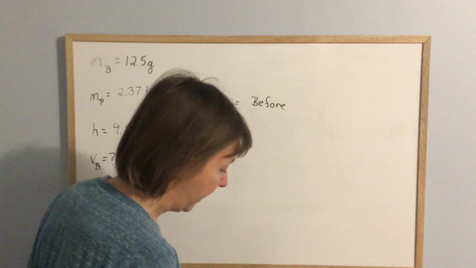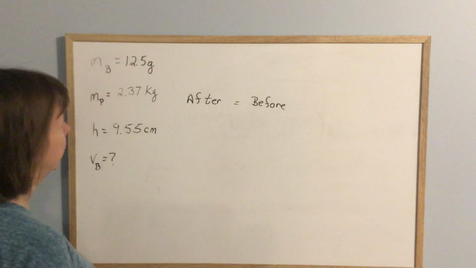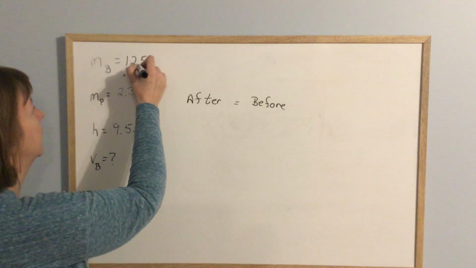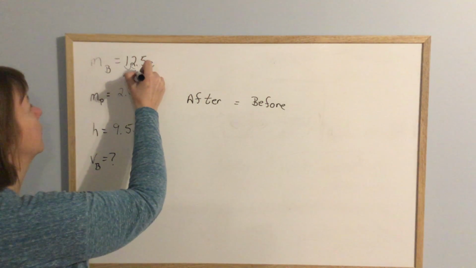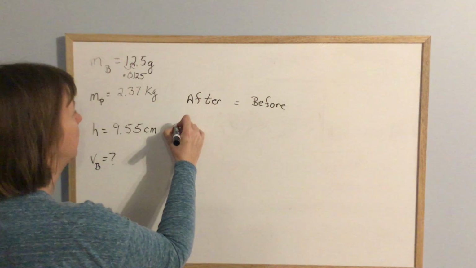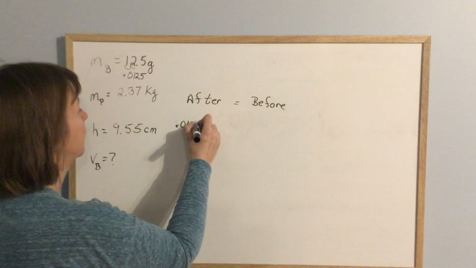So the mass of my bullet. Now, I can't have these in 2 different units. So this is going to be 0.0125 kilograms. So mass of the bullet, 0.0125.